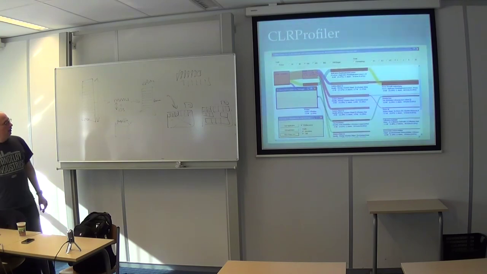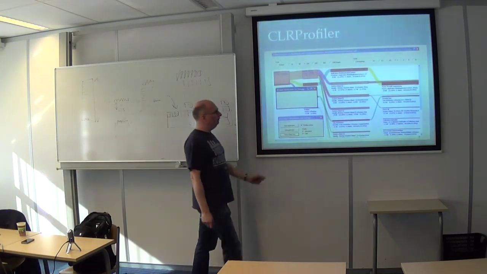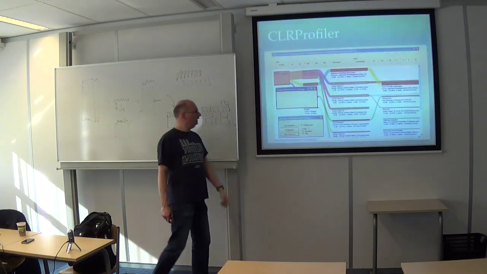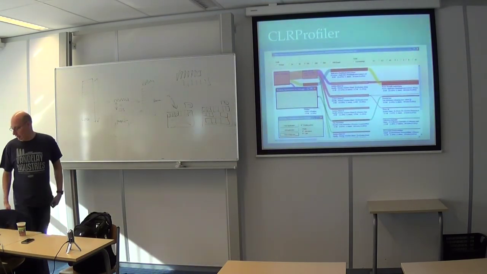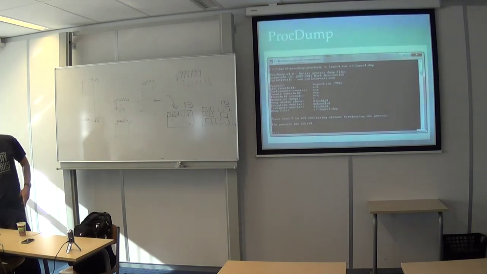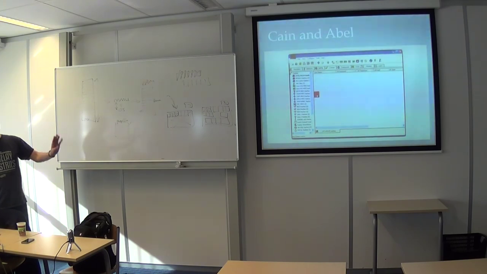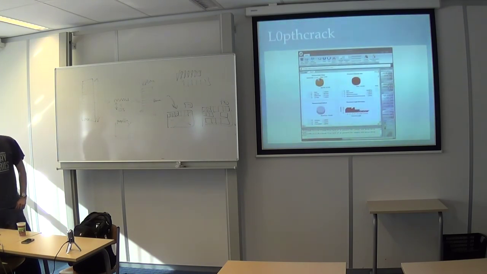CLR Profiler, this is a tool for .NET applications, and you can see exactly what's happening in your .NET application. Process Dump, a nice application, tells you a lot about the process. Cain & Abel, a cool tool, will decrypt a lot of Microsoft passwords. Always nice. Lockcrack is an even better tool, but it costs money.